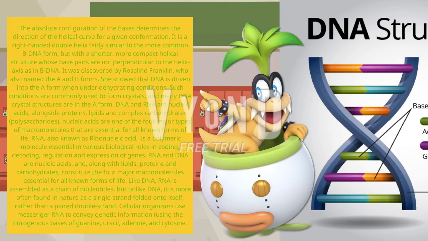The absolute configuration of the bases determines the direction of the helical curve for a given conformation. It is a right-handed double helix fairly similar to the more common B-DNA form, but with a shorter, more compact helical structure whose base pairs are not perpendicular to the helix axis as in B-DNA. It was discovered by Rosalind Franklin, who also named the A and B forms.